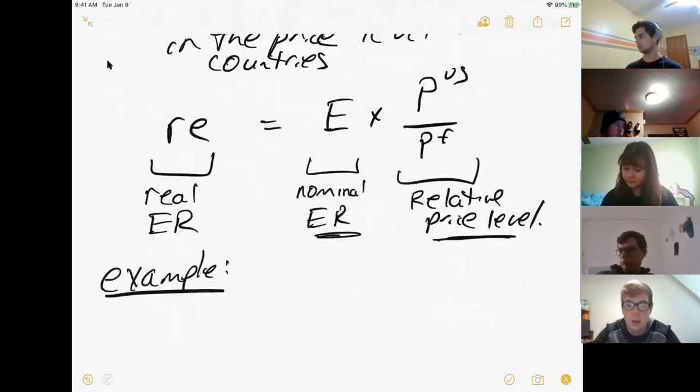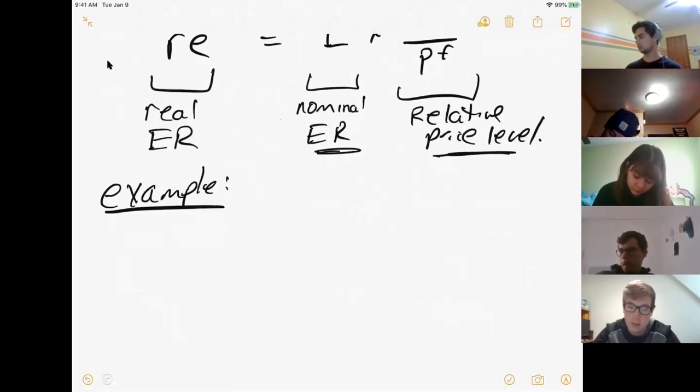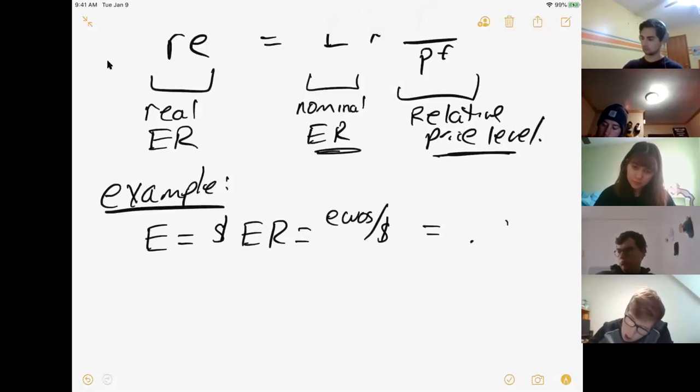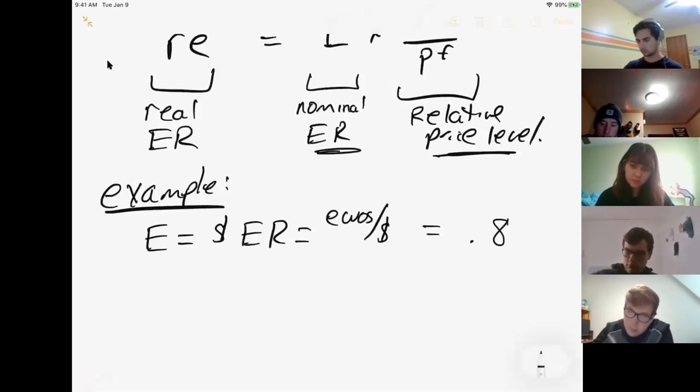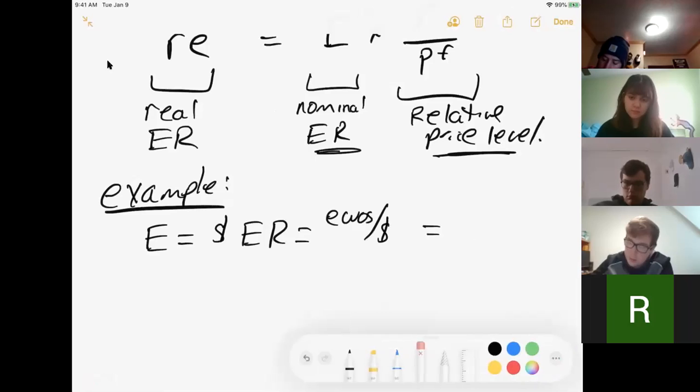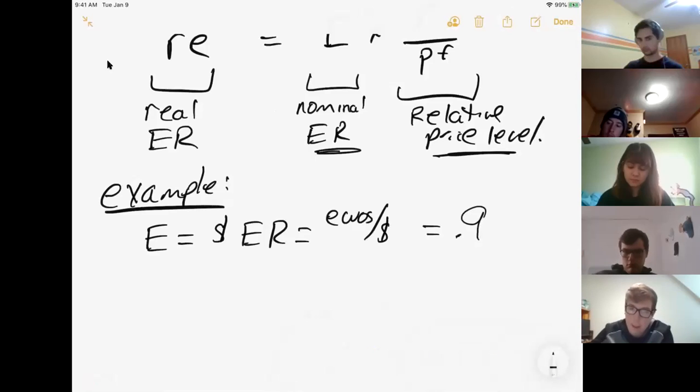So to think about just one example, this is a very simple example, but let's say that E, which is the dollar exchange rate, in other words, how many euros you get per dollar, right? That's what we call the dollar exchange rate. Let's do a more realistic example, closer to where it is today. So roughly you get about 0.9 euros per dollar.